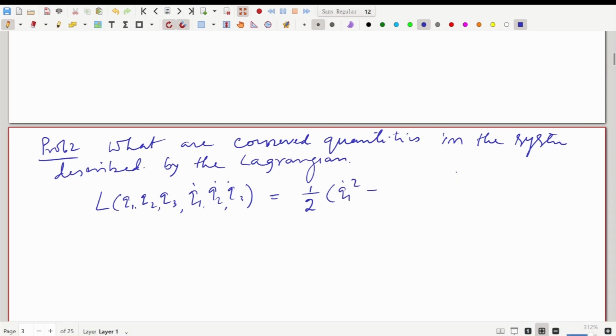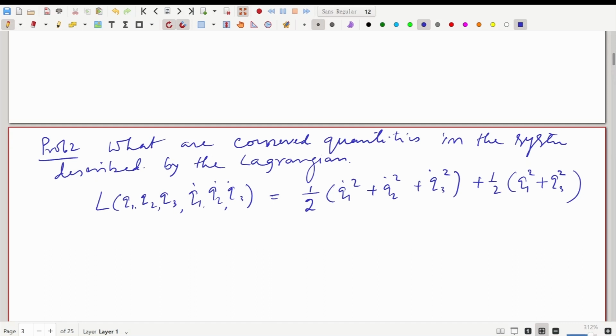q1 dot square, q2 dot square plus q3 dot square, plus or minus whatever you want, q1 square plus q3 square. So what are the conserved quantities?